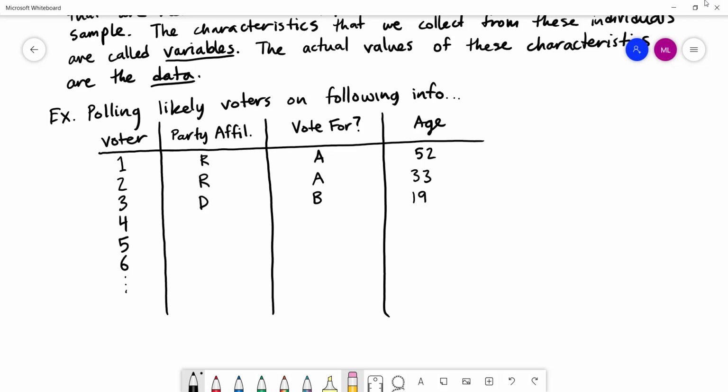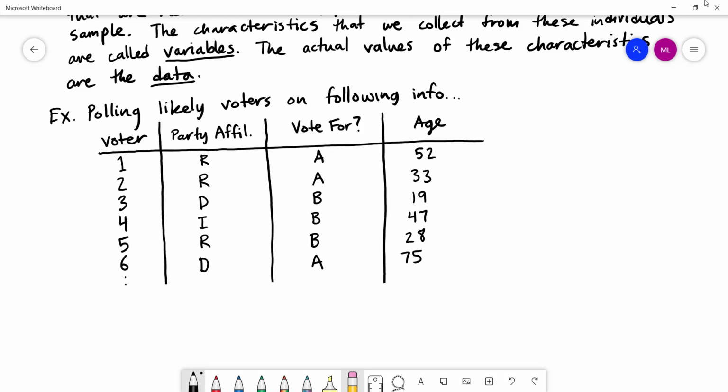The next one is maybe an independent, and they plan to vote for candidate B, and they're 47 years old. And then we've got another Republican, and maybe they're going to vote for candidate B, and they're 28 years old. And we've got a Democrat that's voting for candidate A, and maybe they're 75 years old. Whatever the case may be. That's, I think, enough. Let me trim this down a bit. So this is the idea.